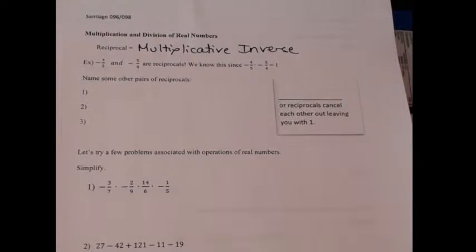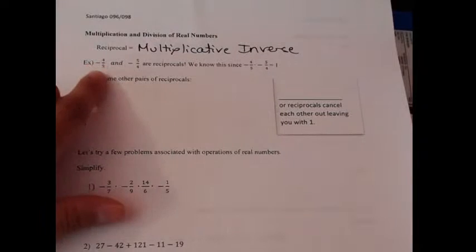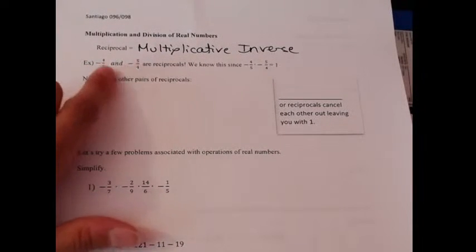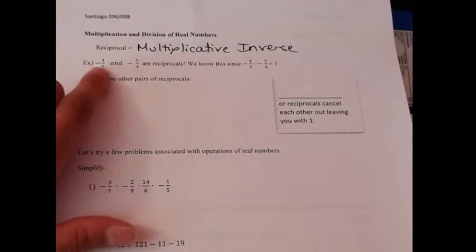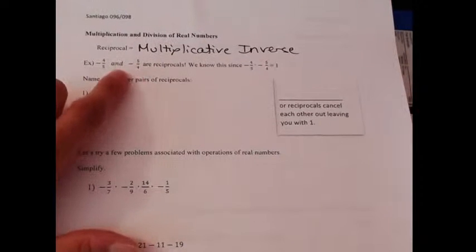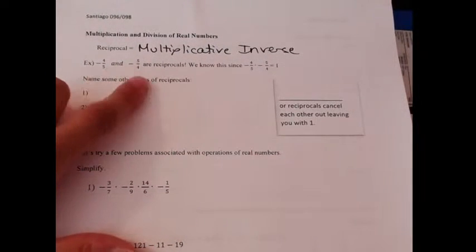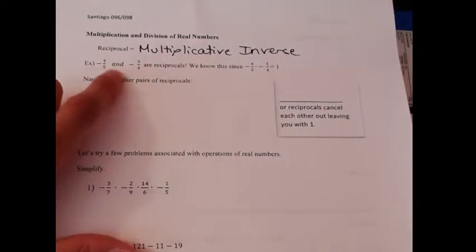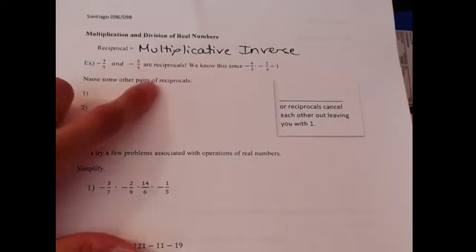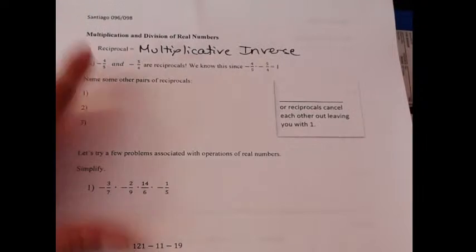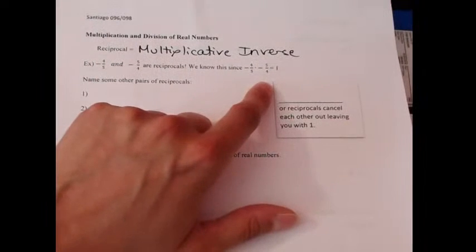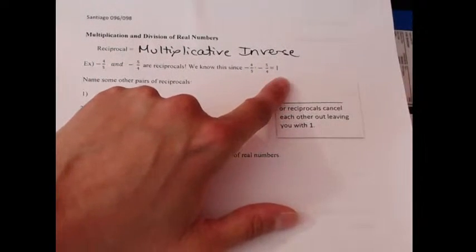So let's say that we have negative 4/5 and negative 5/4. Believe it or not, notice they're the same fraction, just flipped. Also notice they have the same sign. In order for two numbers to be reciprocals of each other, they have to have the same sign, right? And then they're going to be the exact same value, but flipped. So negative 4/5 times negative 5/4 is in fact a positive 1.